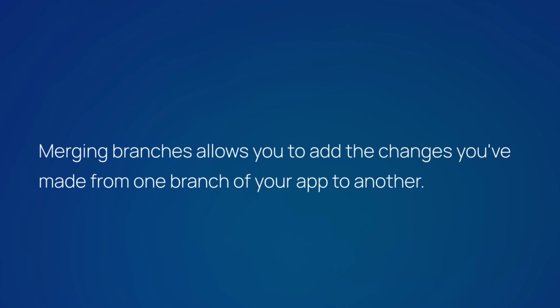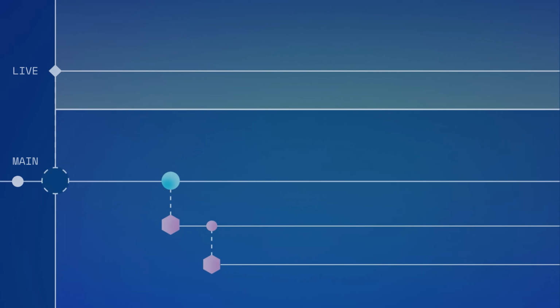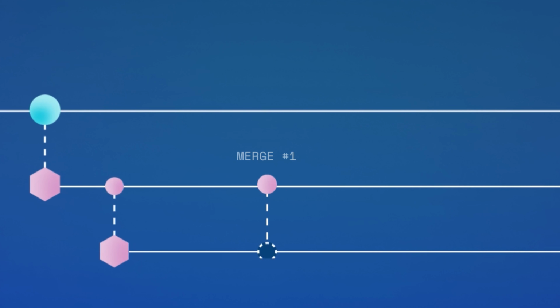Merging branches allows you to add the changes you've made from one branch of your app to another. You can merge the changes from a parent branch into a child branch, or from a child branch into a parent branch. Regardless of where you are in your hierarchy, merging takes any changes created in one branch, the source branch, and integrates them into the other branch, the base branch.